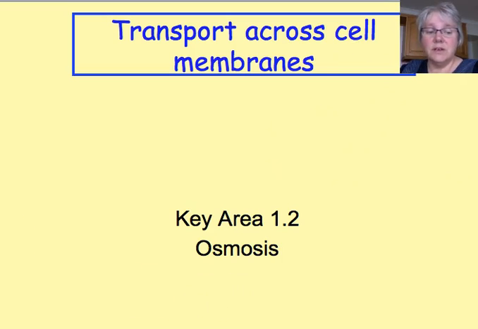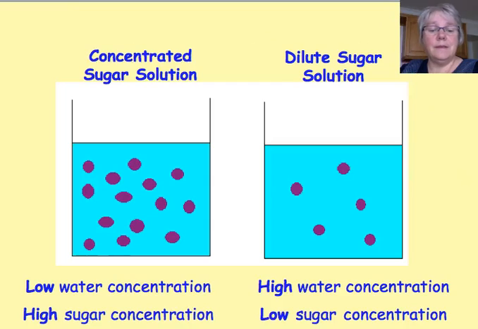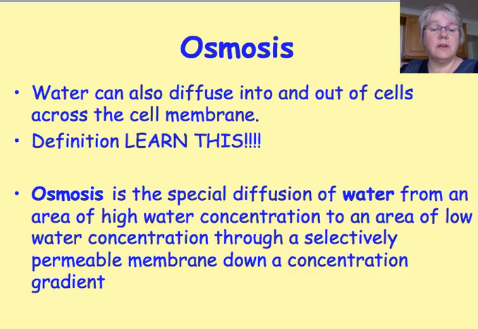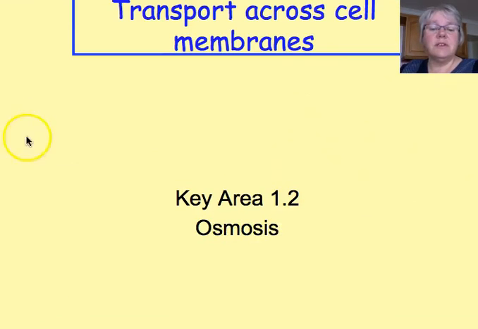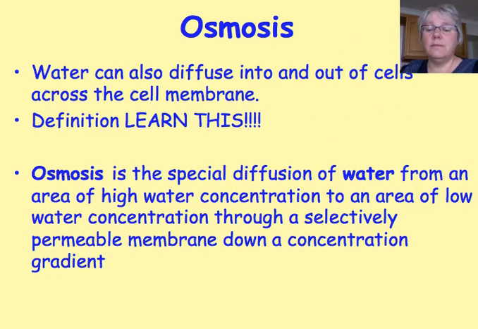Now, osmosis is actually the same as diffusion, except it's involving water. So it's really the diffusion of water in and out of a cell across the membrane. But whenever water is talked about, we always use the term osmosis. So we've got the definition of osmosis down here. It's the special diffusion of water from an area of high water concentration to an area of low water concentration through a selectively permeable membrane and down a concentration gradient.